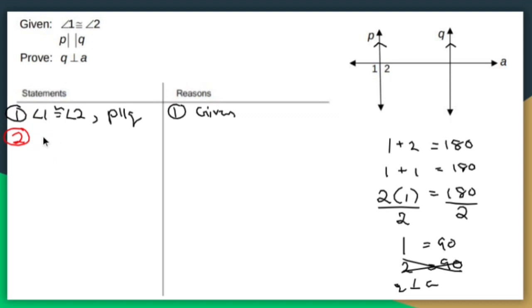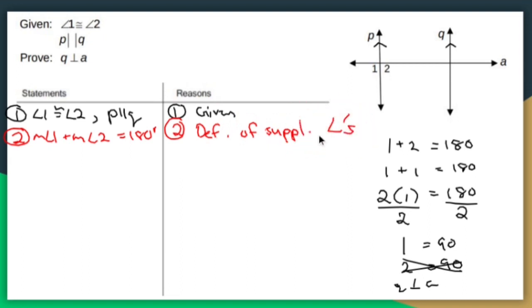The measure of angle 1 plus the measure of angle 2 is 180 degrees. We said that because they're right next to each other. So we can say the definition of supplementary angles. Look at me being lazy and abbreviating. You're allowed to do that if your teacher lets you.